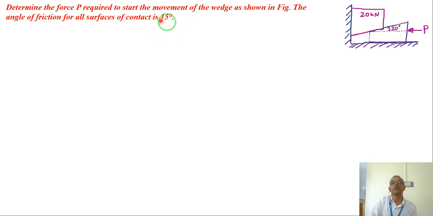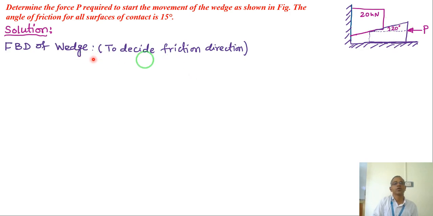Now he has not given the coefficient of friction, but the angle of friction. So tan phi will give the coefficient of friction. All the data are given here, but the weight of the wedge is not given, so I can neglect the weight of the wedge. Solution: draw the free body diagram of the wedge first, because this decides the friction direction.